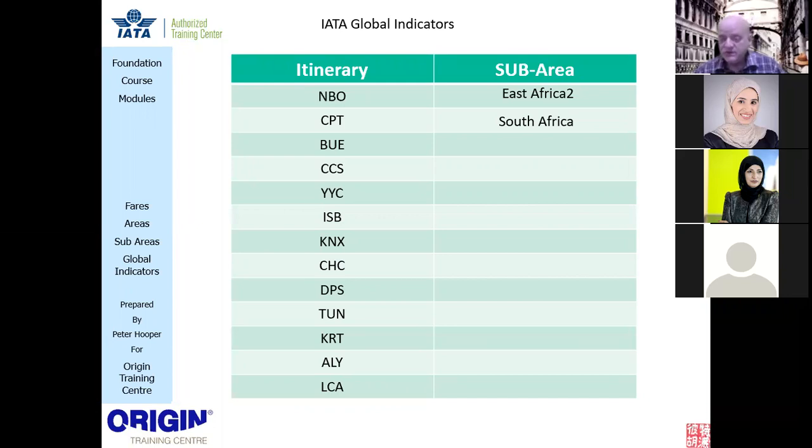BUE, we decided was Buenos Aires, Argentina. So give me a sub area that could be in. South America. It could also be that ABCPU thing: Argentina, Brazil, Chile, Paraguay, Uruguay. It could be that as well.